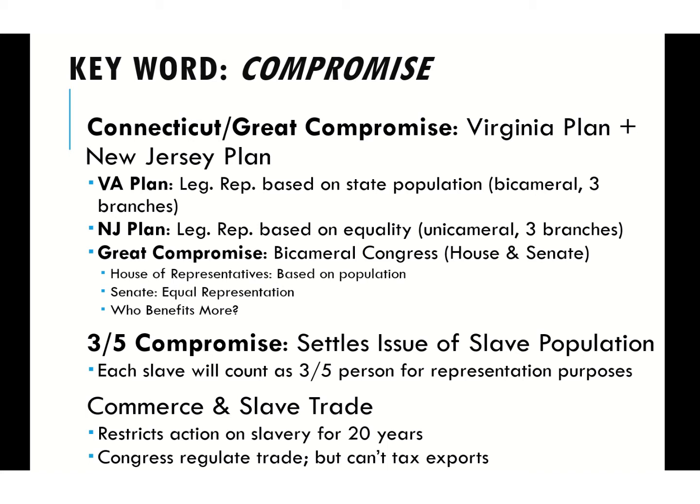So we're going through. There were a whole bunch of other compromises. These are the two biggies. But I mean, the Electoral College itself was a compromise. How are we going to elect the president? There were many compromises that were happening and that were completed to create this document.